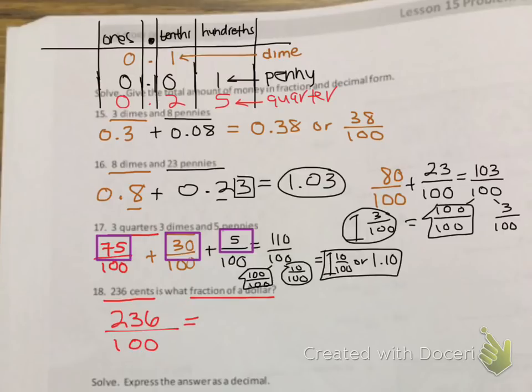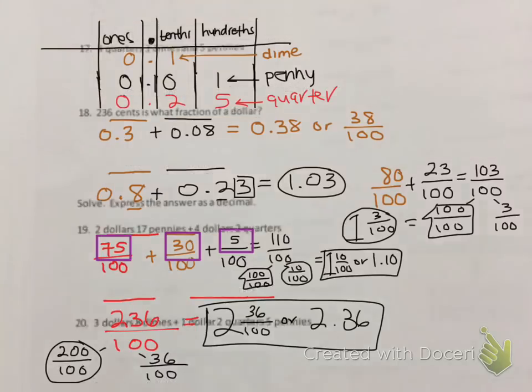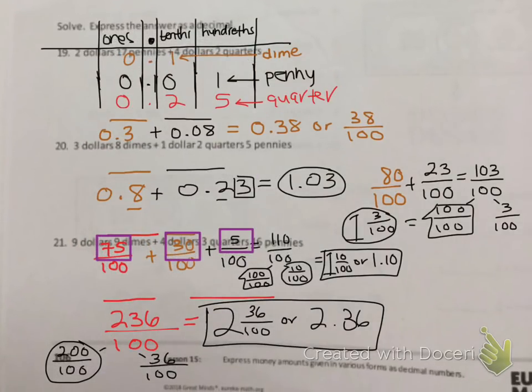Perfect. Now, what I would like for you to do is check your answer. So I can take out 200 hundredths, and that's going to be 2 whole. And what do I have left? I have 36 hundredths left, or 2 and 36 hundredths. Very cool.